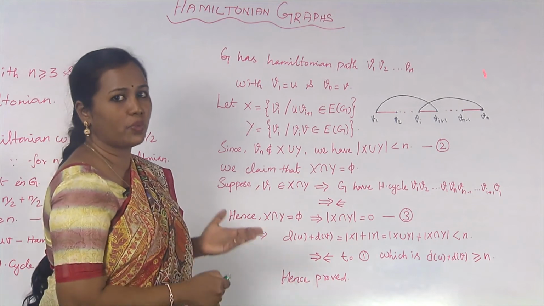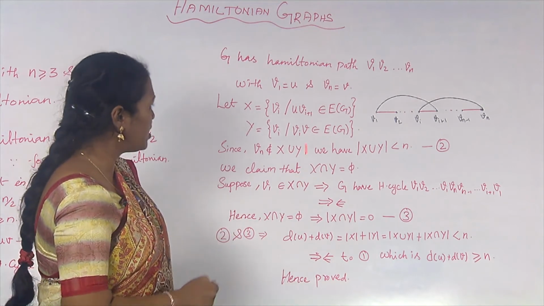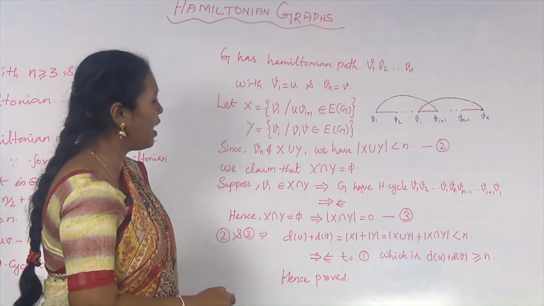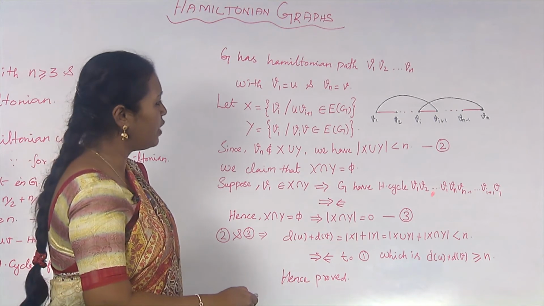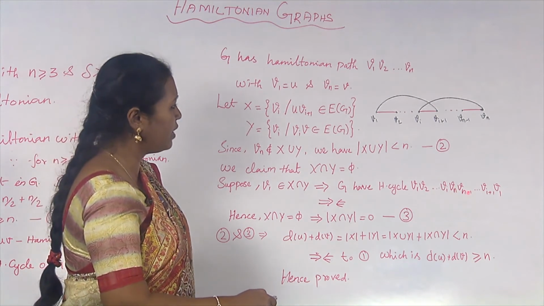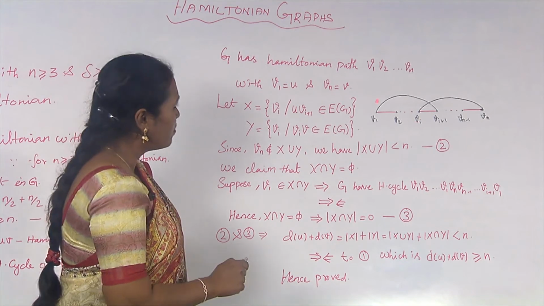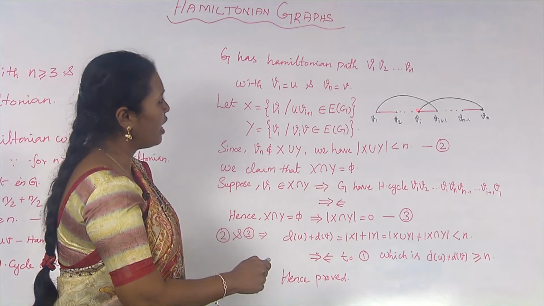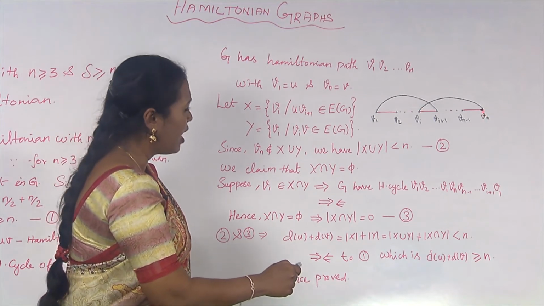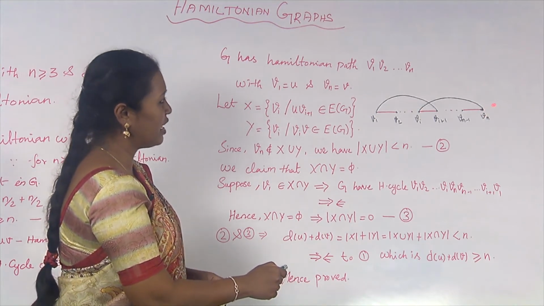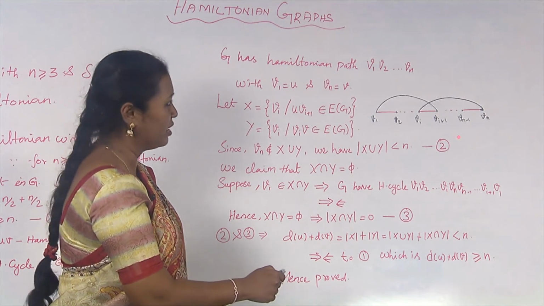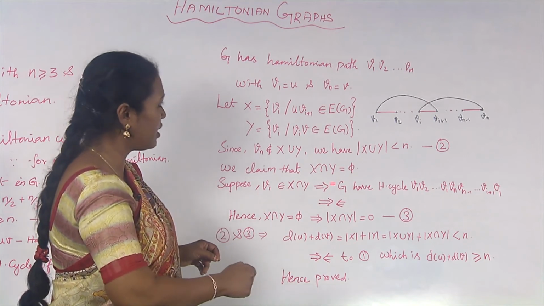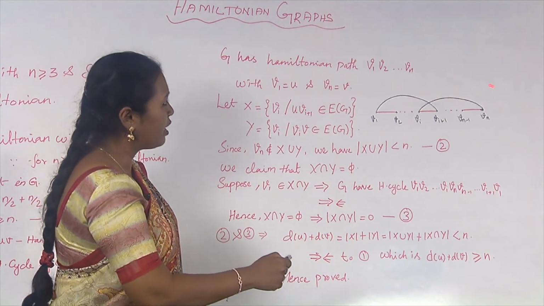Suppose not, and there is one vertex, let us say Vi, which is in X intersection Y. Then G will have the Hamiltonian cycle V1, V2 up to Vi, Vn, Vn minus 1, Vi plus 1 and V1. So, the graph looks like this: V1, V2 up to Vi. From Vi I can make a jump to Vn, because we say that Vn does not belong to both X and Y. That is why we are taking a contradiction that there is a vertex common to both X and Y.